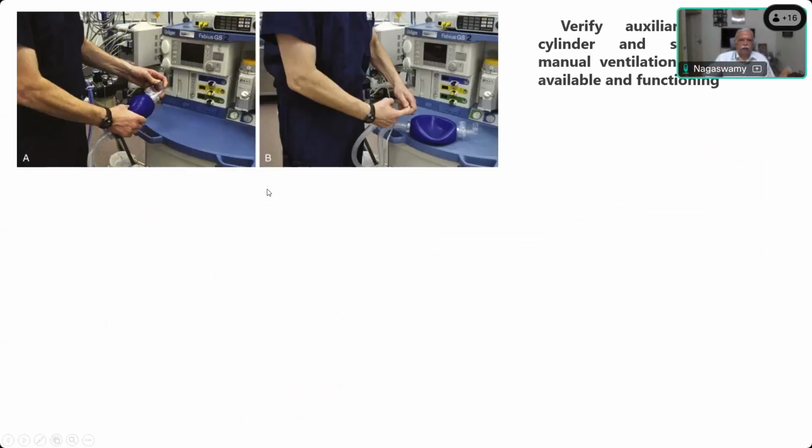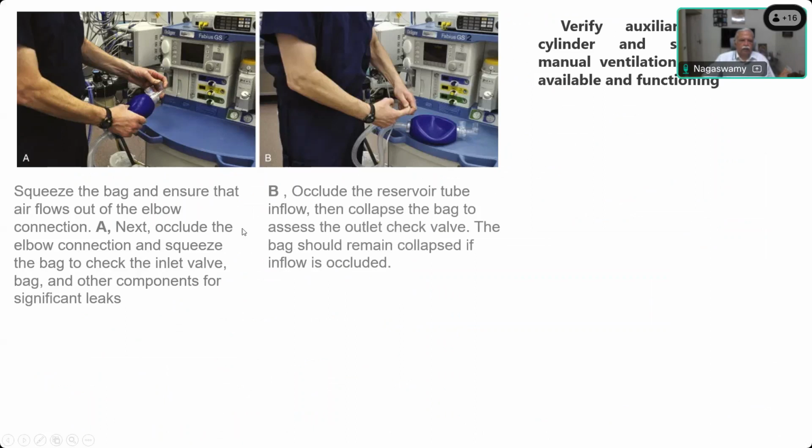And this is how you check for the circuit leak. Okay. So verify auxiliary oxygen cylinder and self-inflating manual. I've added some pictures for you to remember what are all the points that you have to check. Squeeze the bag to ensure that the air flows out of the elbow. Then occlude the elbow connection and squeeze the bag to check the inlet valve. That is the circle system. The inlet valve should open, and the other components are to show there are no significant leaks.